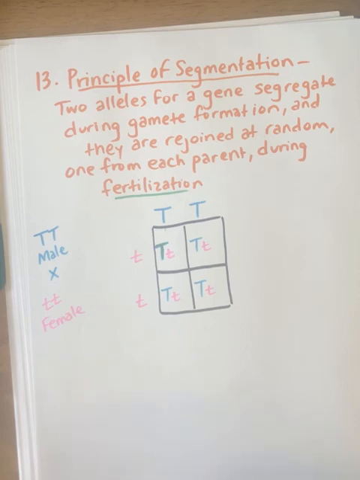I'm going to stop this video here because I want to start a new section on dihybrid crosses using two characteristics, and then I will give another principle called the principle of independent assortment.